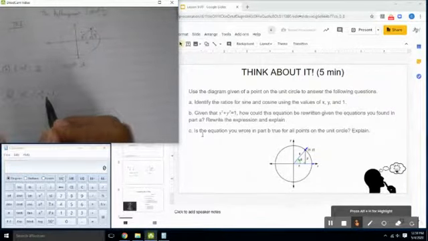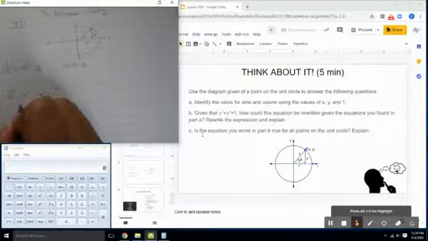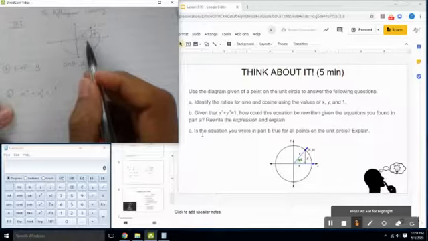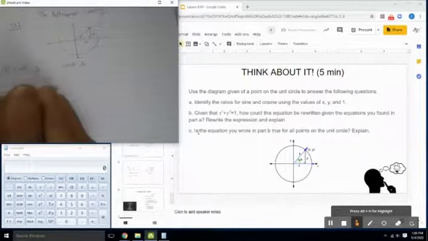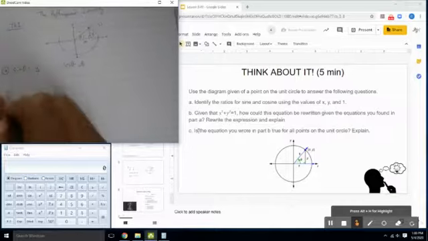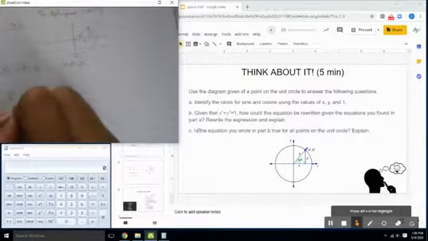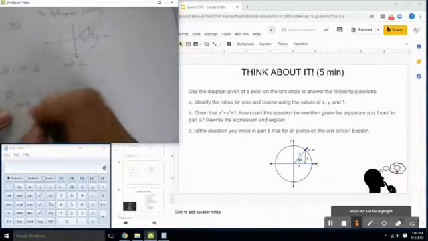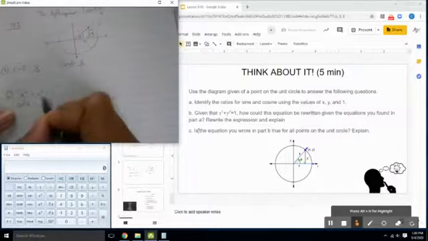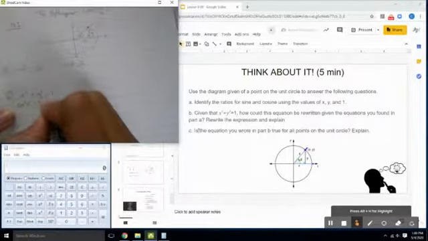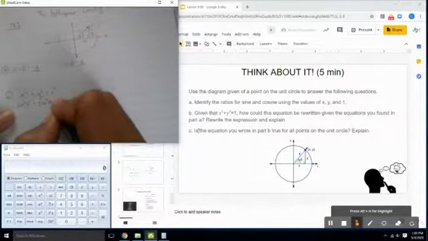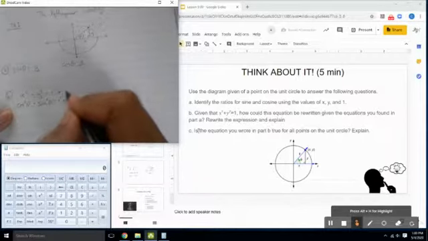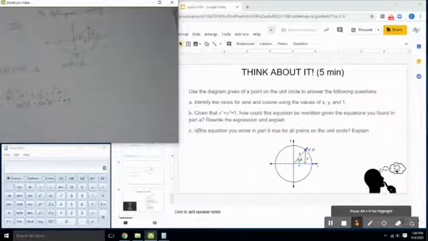We could rewrite this as, for the x, this side would be the cosine. So let's put cosine squared theta plus, the y side would be sine, so sine squared theta equals 1 squared or 1. Same thing. Okay?